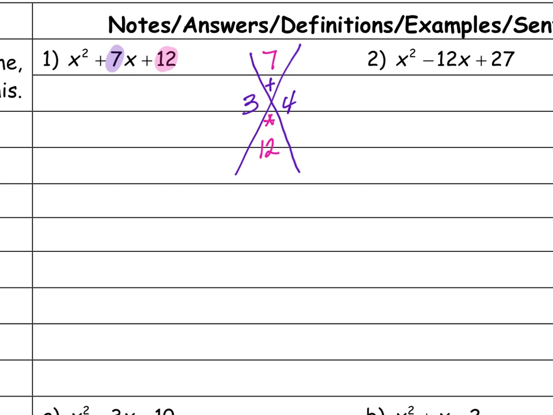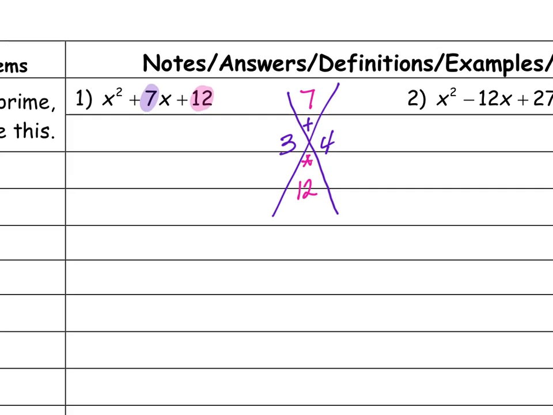So this is not my answer. This is ready for, my answer is this. You have to write it this way. X plus 3 times x plus 4. That's the answer.